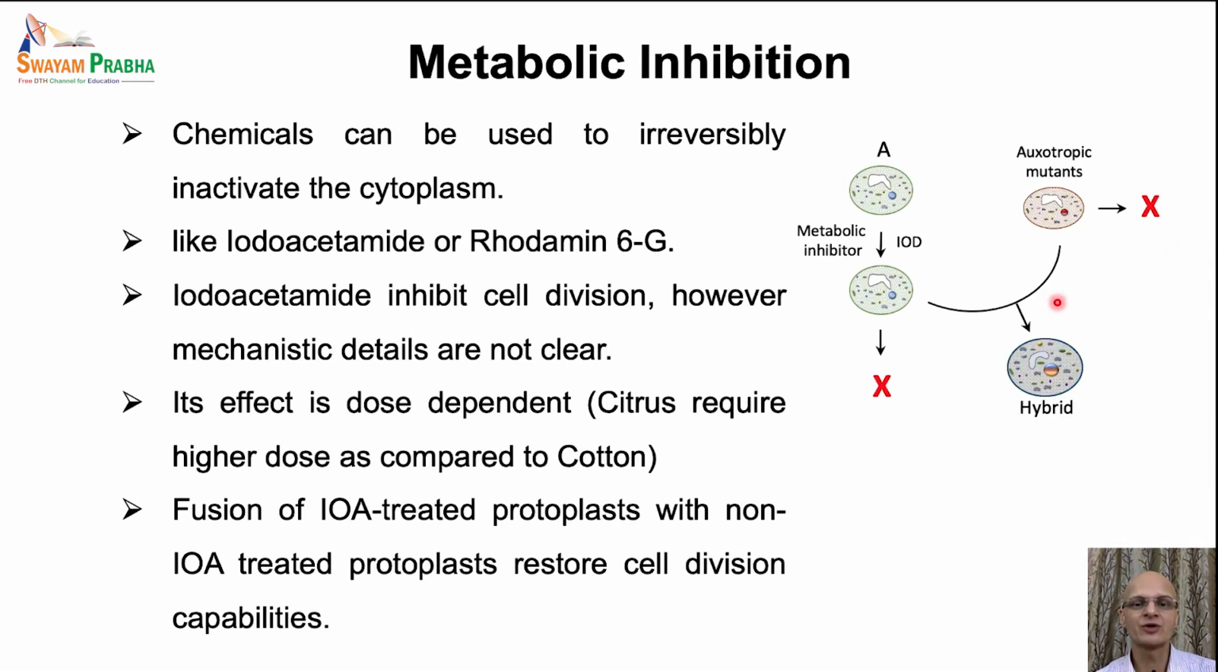However, when the iodoacetamide treated protoplast and the protoplast from the auxotrophic mutants are fused together, these deficiencies may be complemented by each other, and the hybrid cells may be able to grow and divide on the culture medium without the supplement which is required by the auxotrophic mutants. And in this way, only the hybrid will proliferate on this media. Finally, the hybrids can be transferred onto suitable culture media and hybrid plants can be regenerated.